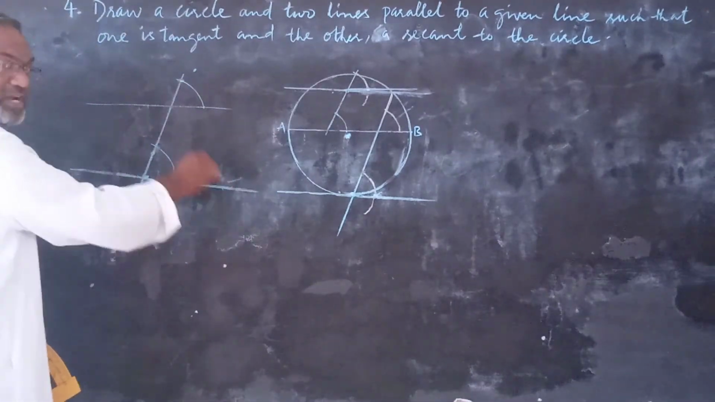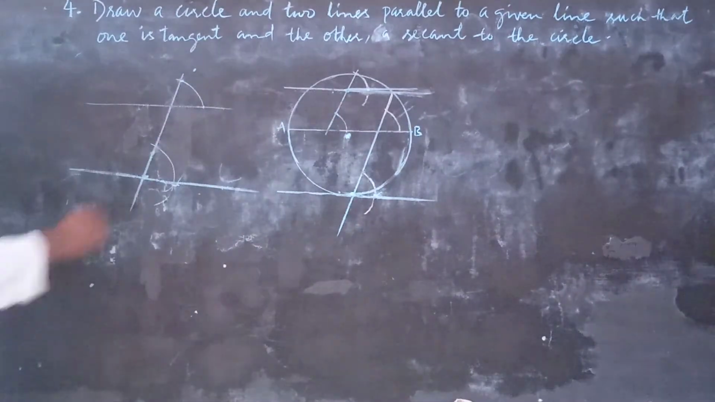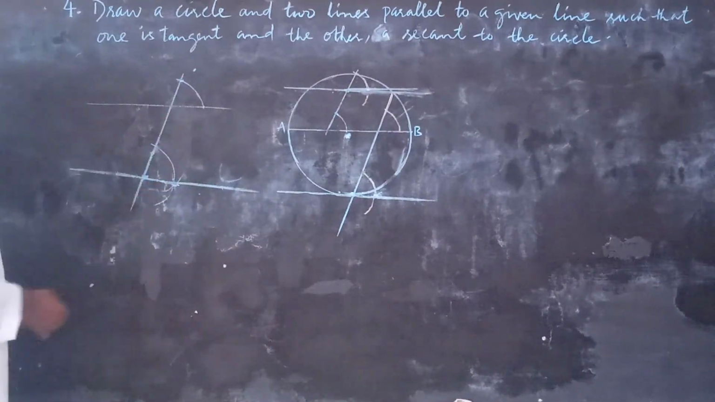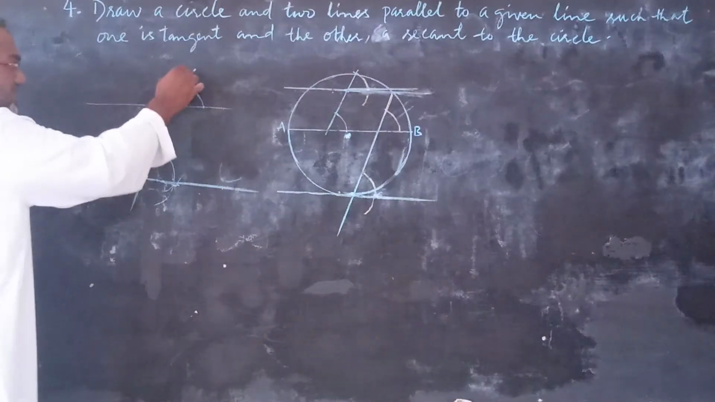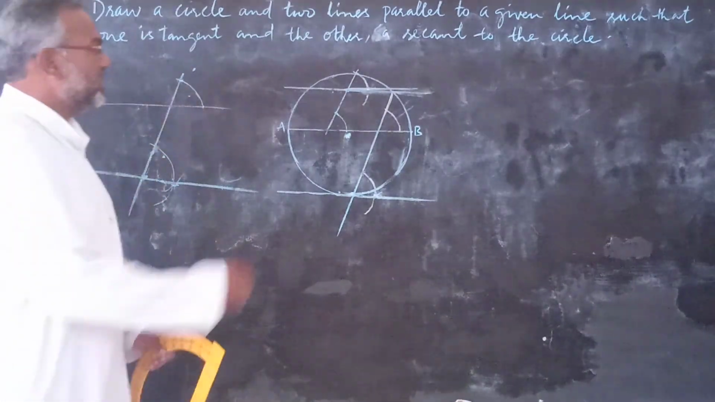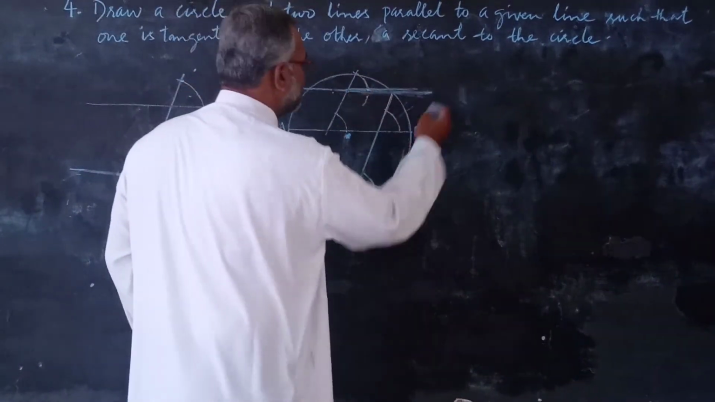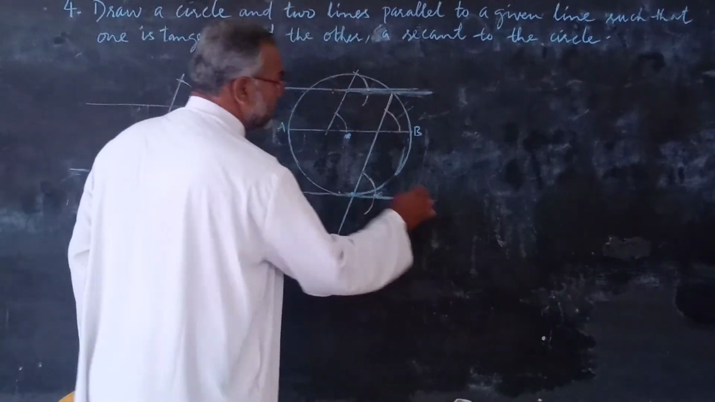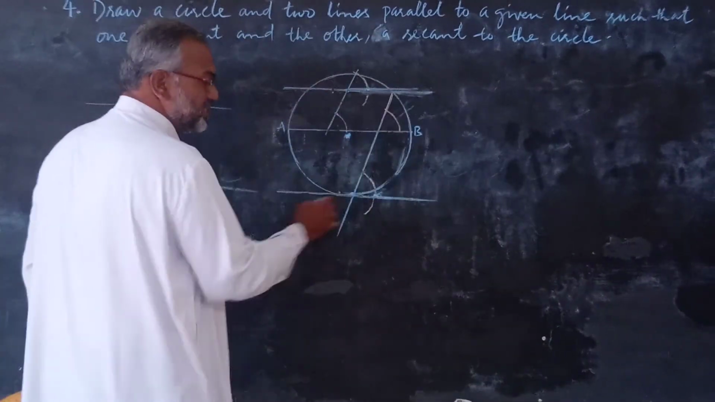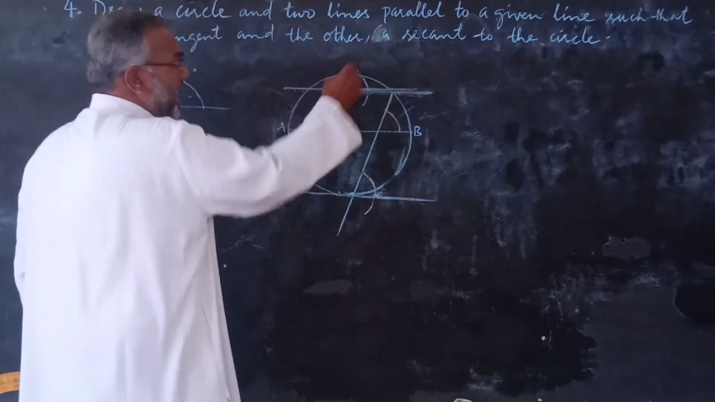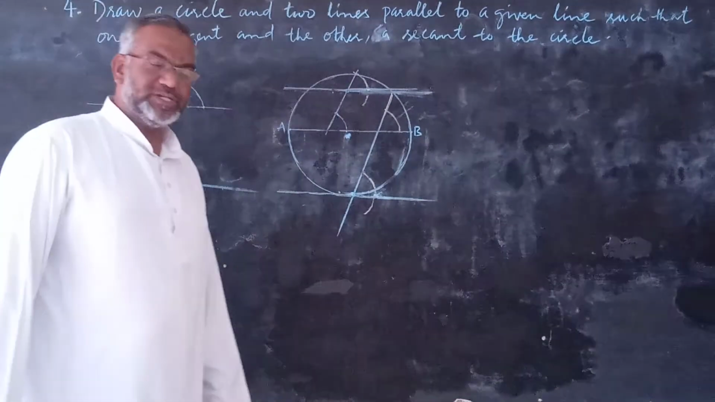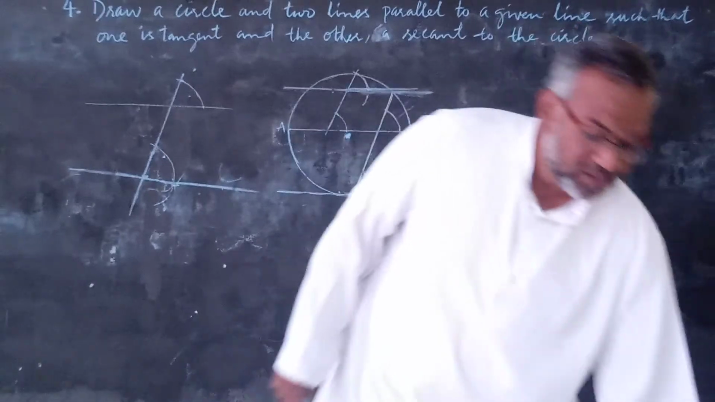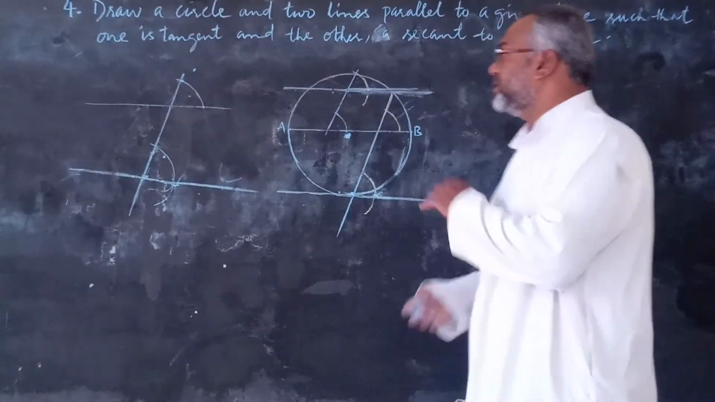This line will definitely be parallel to this line, and these 2 angles will be equal. They will be corresponding angles, and this is the transversal, right? So here is the secant. We have a secant here, we have a tangent here, and these 2, secant and tangent, are parallel to this given line AB. Is this point clear? I hope you all understood this.